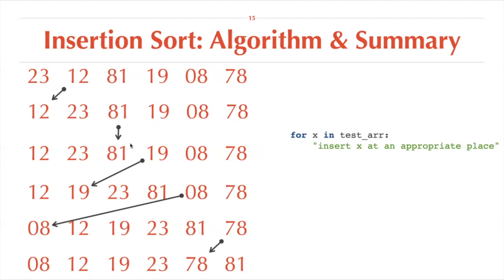Then 19 will be compared with all the elements, so it will come here. Then 8 will be compared with all the elements and it will come here. And then 78 will be compared with this element and it will come here. So this outside loop will run for n times, and inside this loop also we are comparing the n elements again.